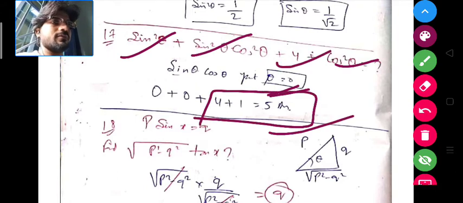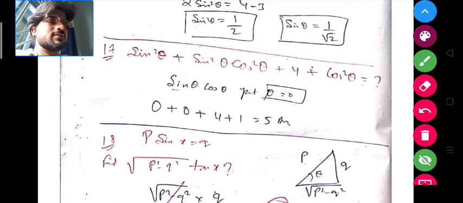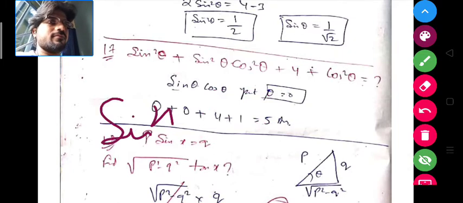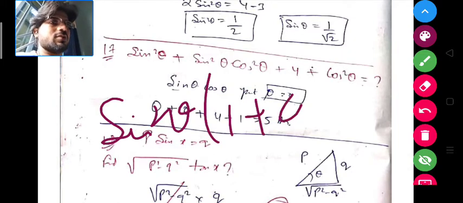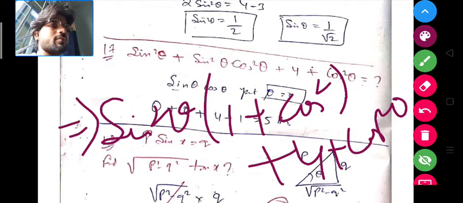Simple. Or you can solve it by taking sin square theta common. 1 plus cos square theta plus 4 plus cos square theta. Okay, in this way you can solve it by taking these commons and then equating the equation.